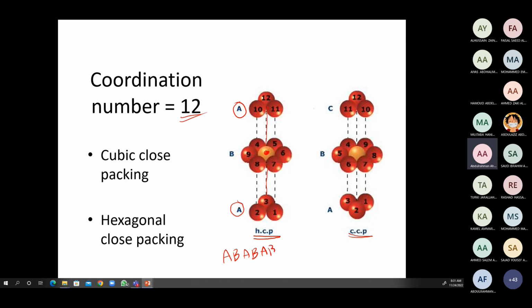But look at C. Look at cubic close packing. A and C, what happened to them? They are different. They are rotated around each other, right? Yes. In this case, we pack A, B, C, A, B, C, A, B, C. What's this? Read this.